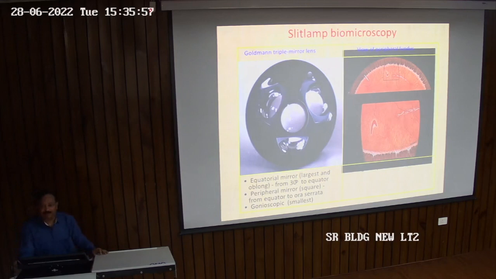Another way of examination of the fundus is slit lamp biomicroscopy. This is a specialized lens which is kept on the cornea of the eye, which lets you see the fundus of the eye. So with that also you can see the fundus and detect the detachments.